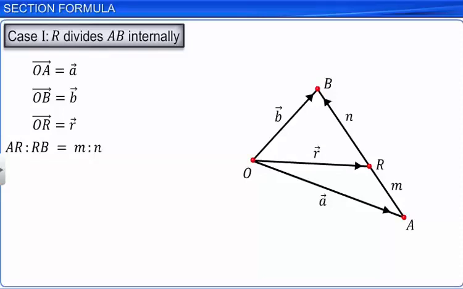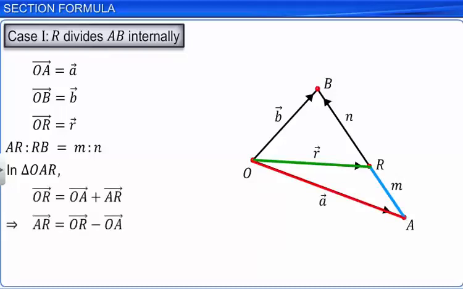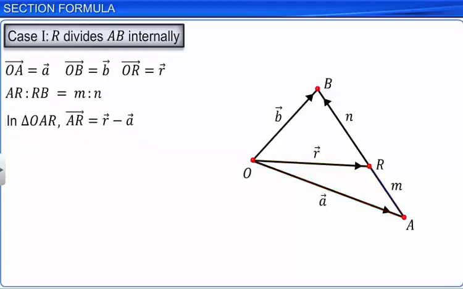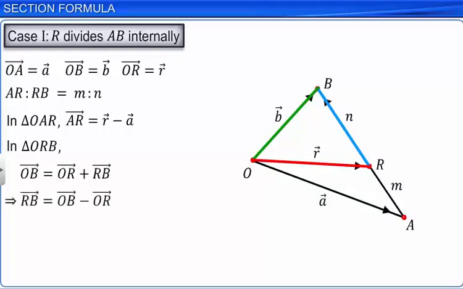From triangle OAR, we get vector AR is equal to vector OR minus vector OA, which is equal to vector R minus vector A. Similarly, from triangle ORB, we get vector RB is equal to vector OB minus vector OR, which is equal to vector B minus vector R.